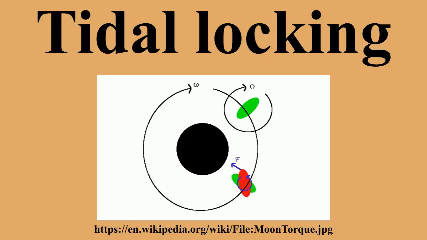However, the bulge on the A-facing side is closer to A than the back bulge by a distance of approximately B's diameter, and so experiences a slightly stronger gravitational force and torque. The net resulting torque from both bulges, then, is always in the direction that acts to synchronize B's rotation with its orbital period, leading eventually to tidal locking.